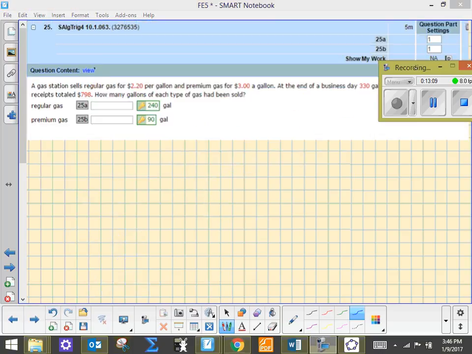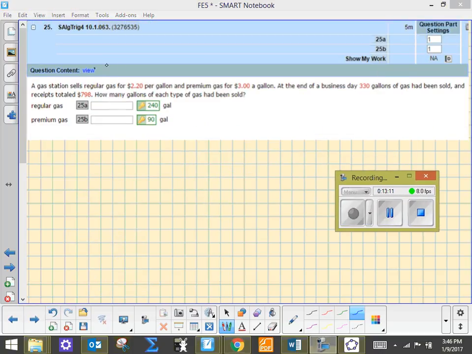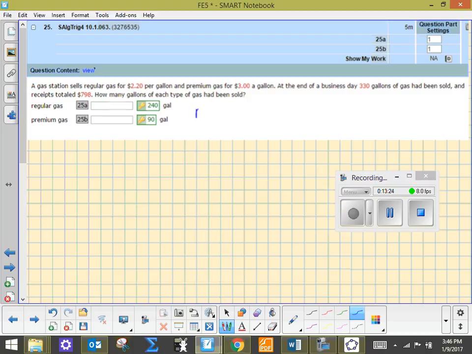This question is a system of equations. It's trying to help you set this up. It says a gas station sells regular gas for $2.20 and premium gas for $3. At the end of the day, 330 gallons of gas have been sold, and receipts total $798. How many gallons of each type of gas have been sold? I'm going to go with regular gas, and I'm going to go with premium gas.